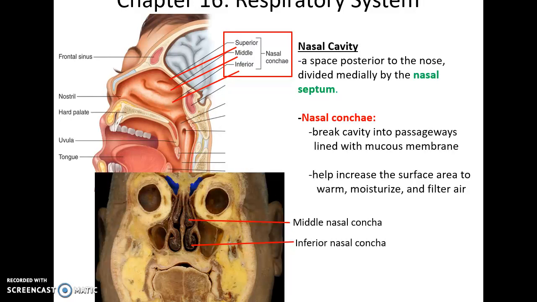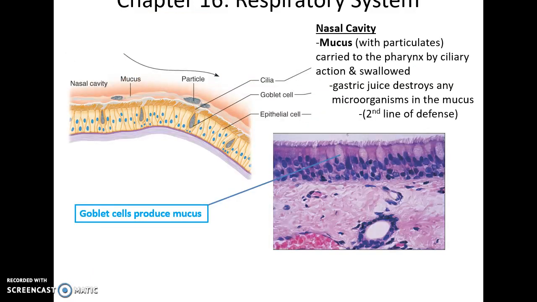out of the air. The nasal cavity is lined with mucous membrane that is producing mucus. The mucus is there to catch any particulates in the air. Mucus is then sent by the action of cilia toward the pharynx and throat to be swallowed, and then the mucus and any particulates and pathogens in it can be destroyed by the gastric juices, the acids in the stomach. And this, of course, is one of our second lines of defenses against infection. And just to note, it's the goblet cells in the epithelial lining that produce the mucus.